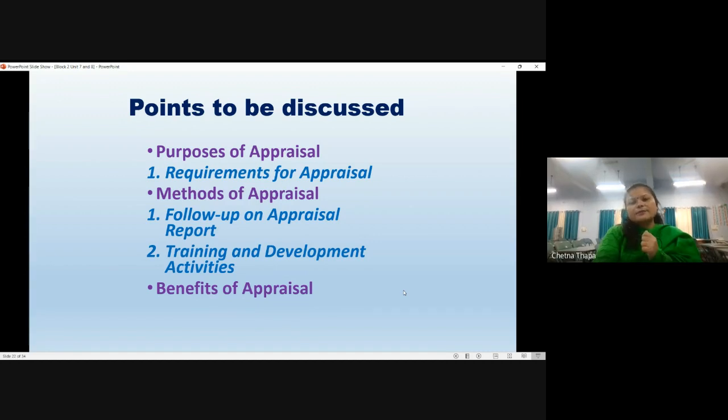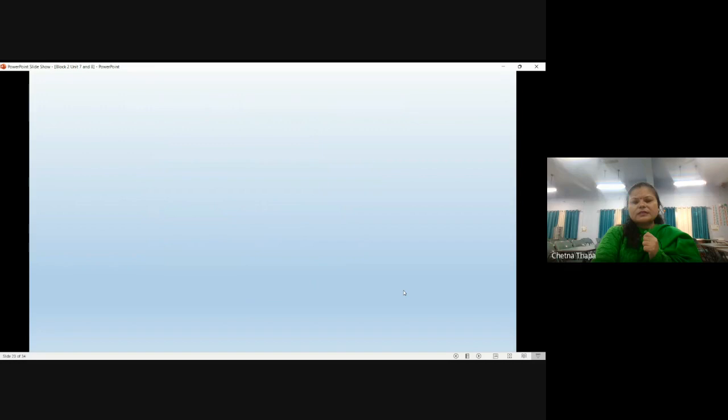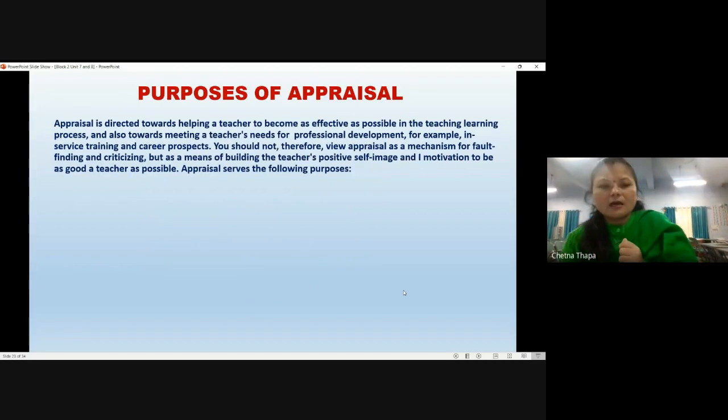This unit is comparatively shorter, and a few of the points have already been discussed in the previous units also. So we might be revising a lot of our previous learnings. We'll proceed with the purposes of appraisal. Basically, why is an appraisal being done?